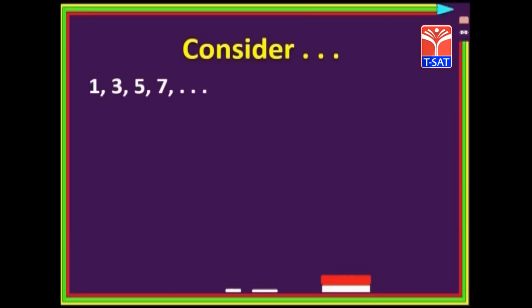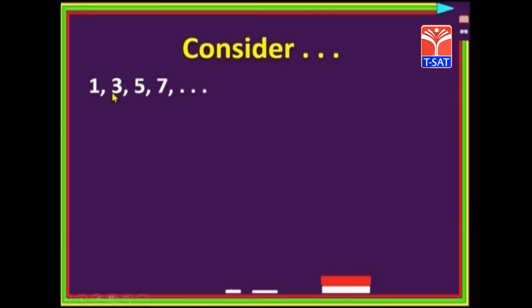Let us learn arithmetic progression in detail. First we will see some examples. Here we have 1, 3, 5, 7. Students, observe, if we add 2 to each term, then we will get the next term. The starting term is 1. If we add 2, we get 3. Then 3 plus 2 is 5, 5 plus 2 is 7. What is the next number? 7 plus 2 is 9. Like that we can guess.